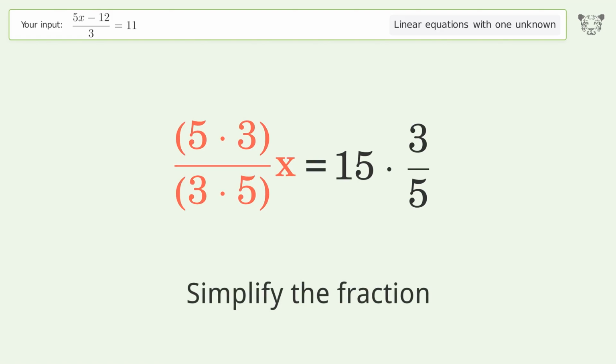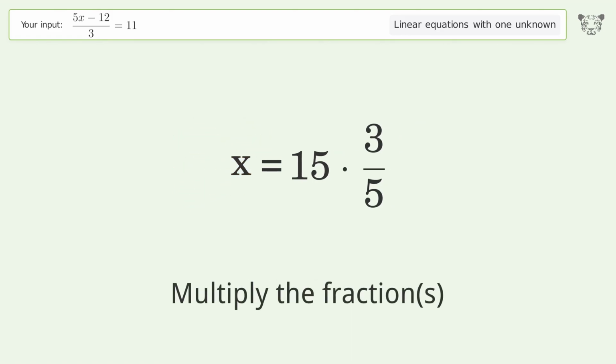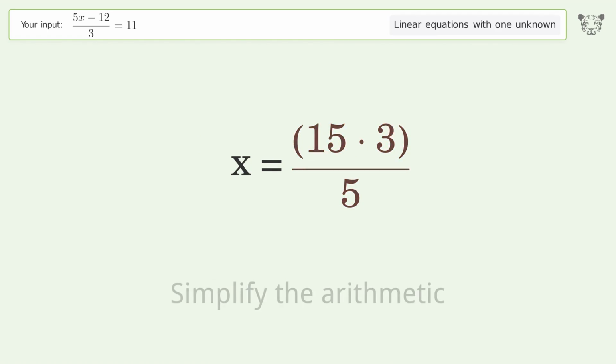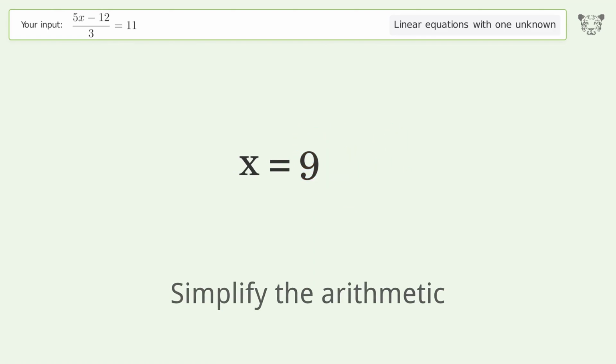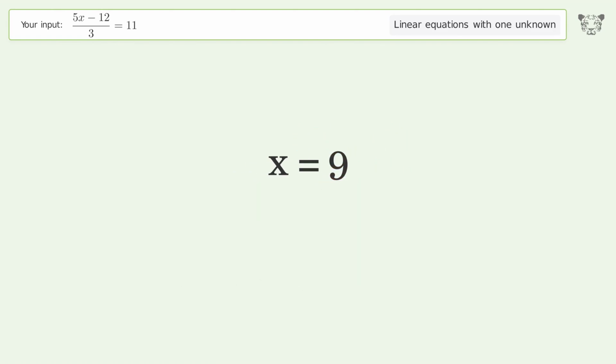Simplify the fraction. Multiply the fractions. Simplify the arithmetic. And so the final result is x equals 9.